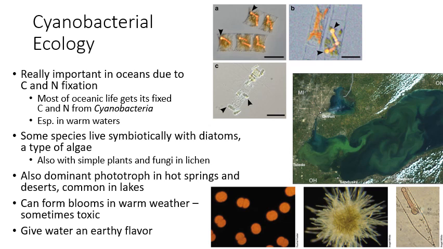Not only are they important in the oceans, but they're also important in hot springs and in deserts. They're frequently the most common phototroph in a hot spring or in a desert, so not only do they like it warm, but they can deal with hot temperatures. A lot of them can. When it gets really warm, they can form blooms.